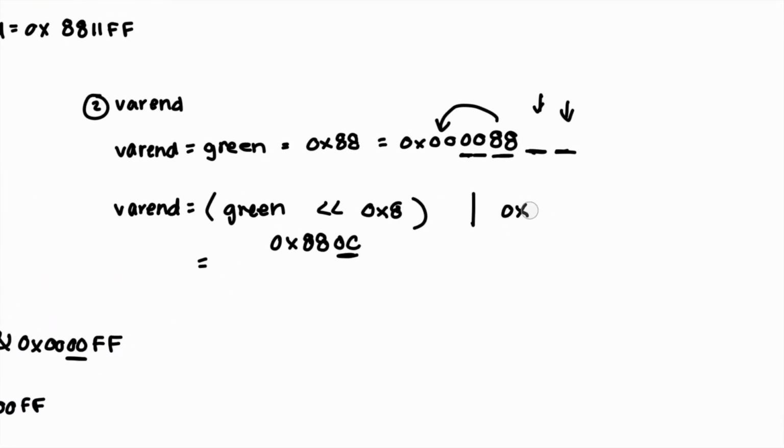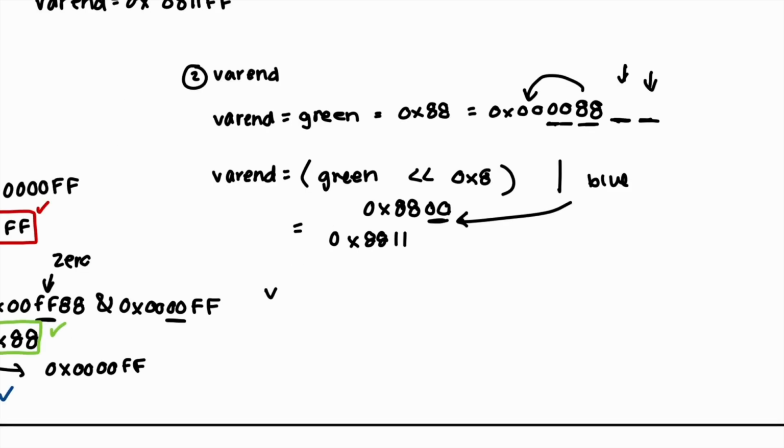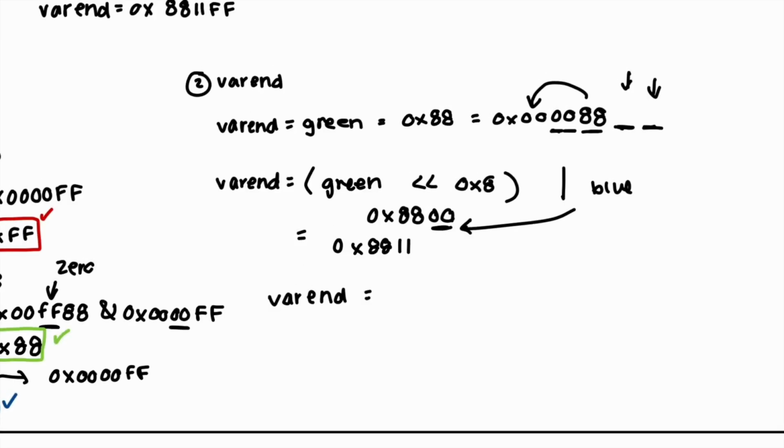So let's do the OR with the blue bit. So those blue bits are going to replace the two zeros over here. So we get 0x8811. Now we have var end, which is equal to var end. And then we're going to need to shift left again by 8 bits.